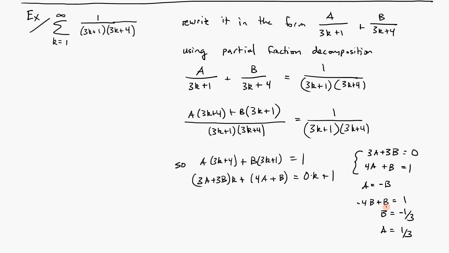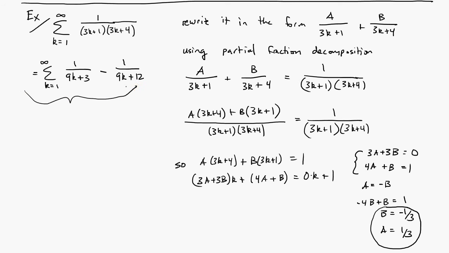Okay, now that we have a and b, we go back and rewrite this expression here. So this is the sum, k equals 1 to infinity. a is equal to 1/3, so by plugging 1/3 into this, you get 1 over 9k plus 3. And b is minus 1/3, so this will be minus 1 over 9k plus 12. Okay, now let's take this and write out the terms.